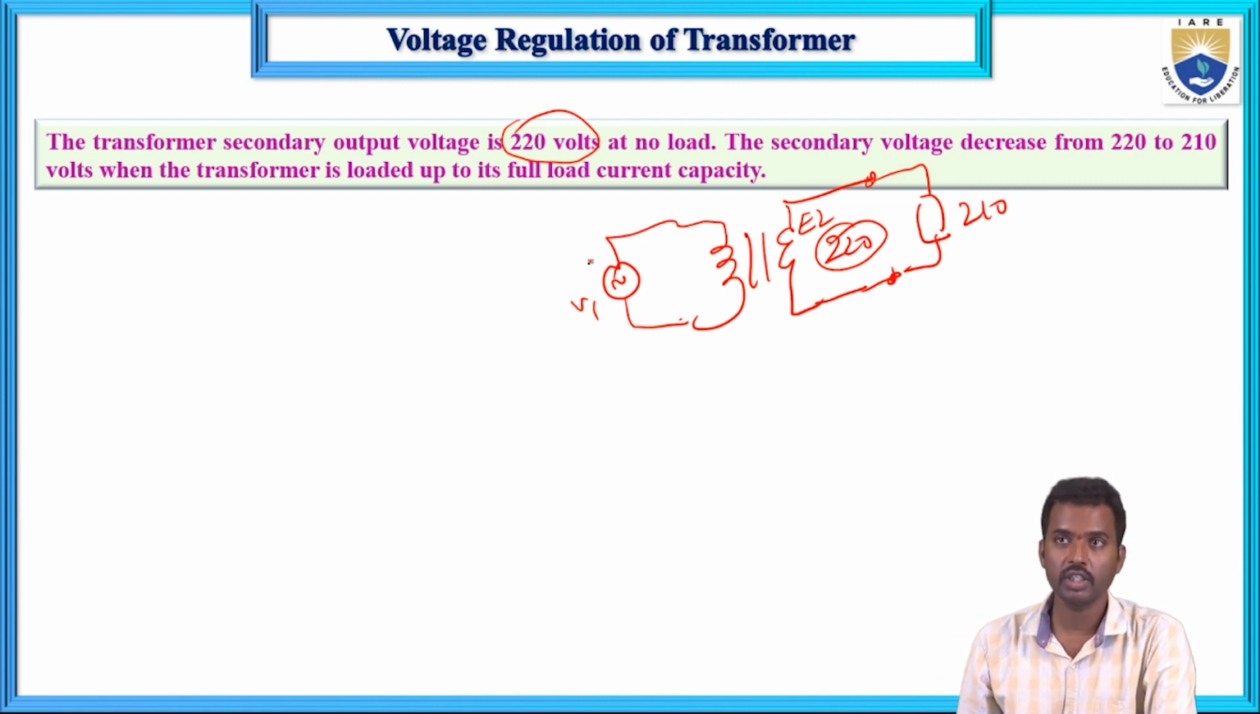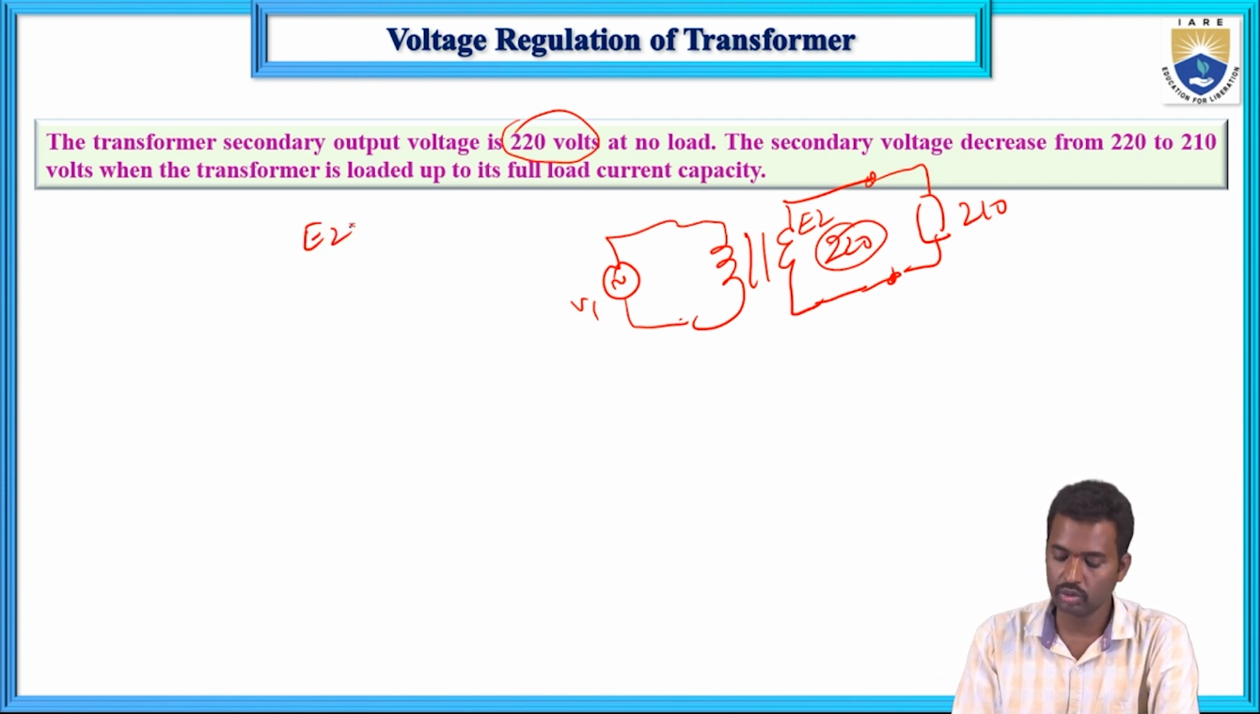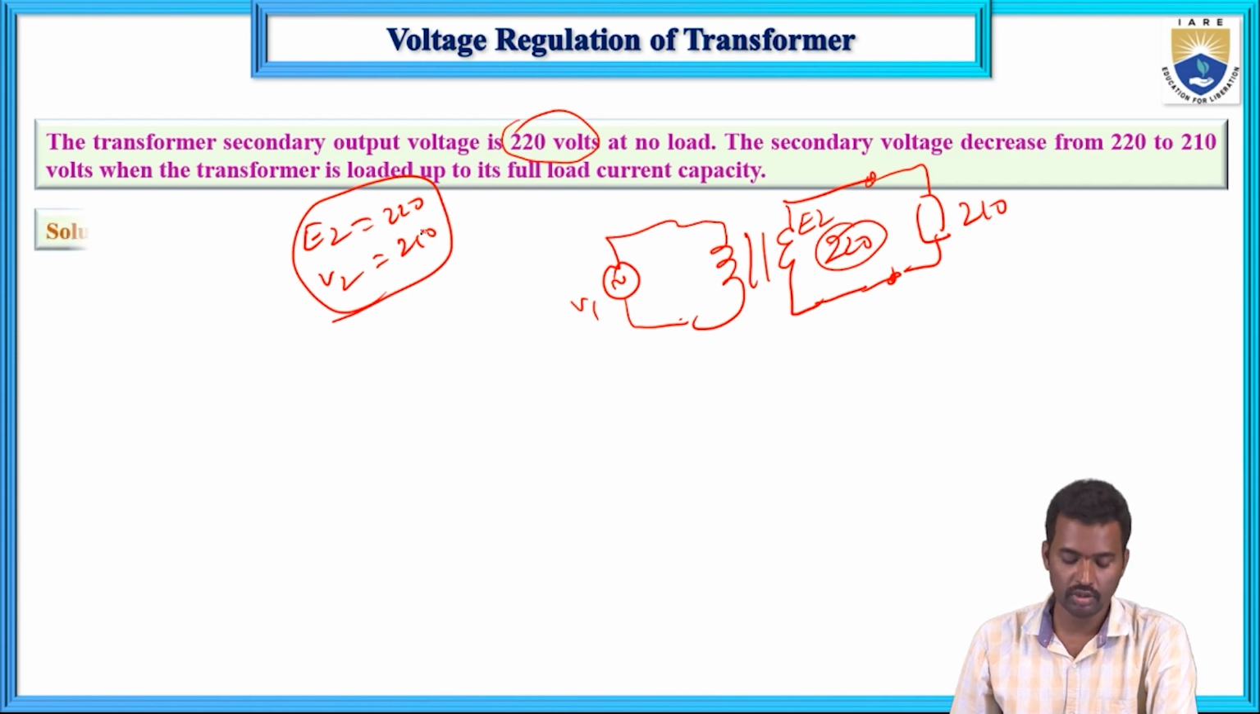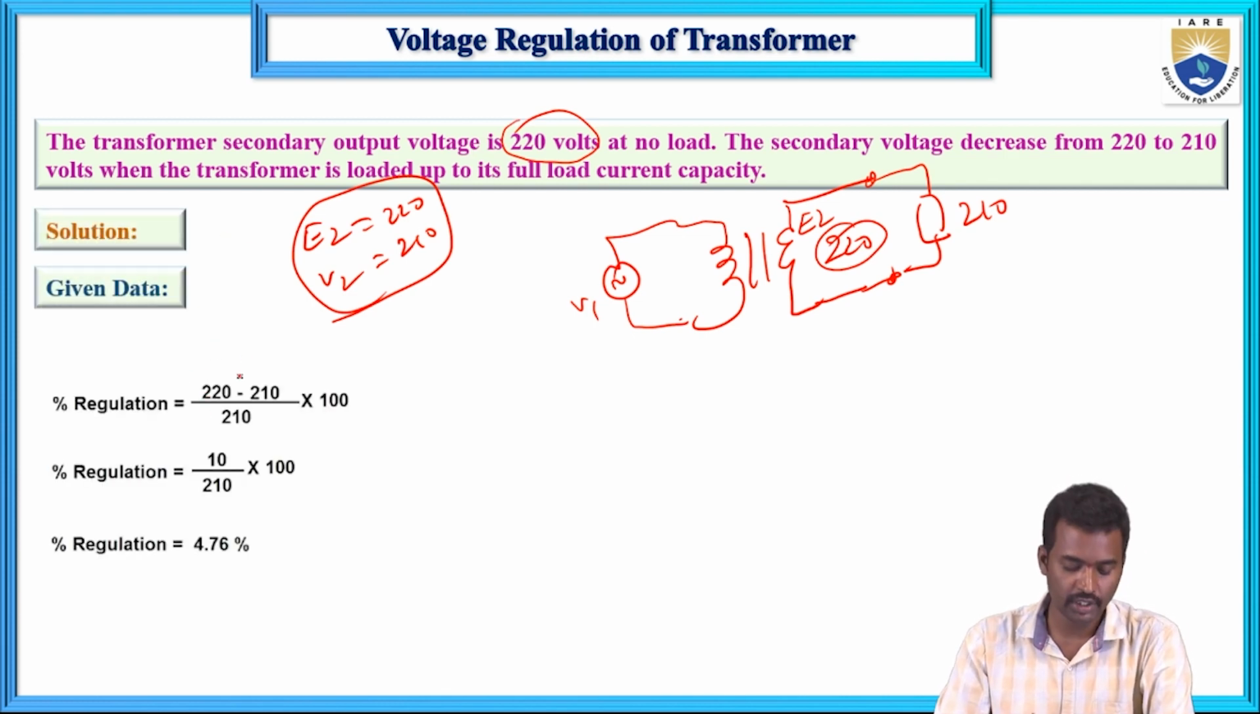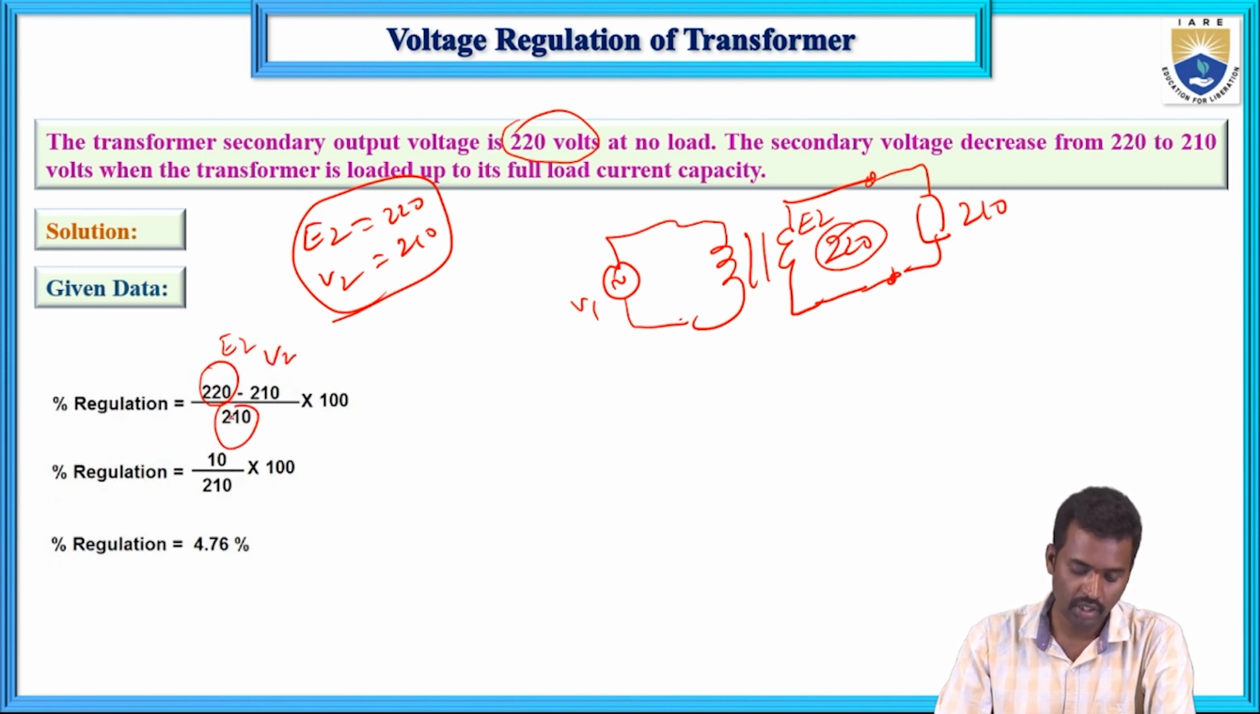For this case, the given data is E2 equals 220 volts and V2 equals 210 volts. If you know this, you can write the percentage voltage regulation equals E2 minus V2, divided by V2.